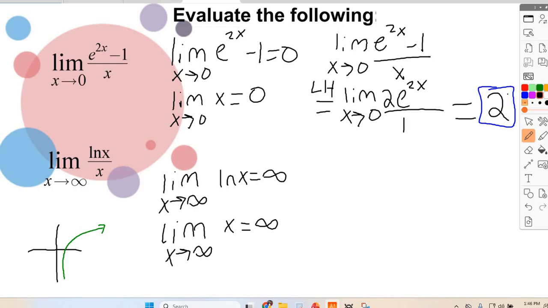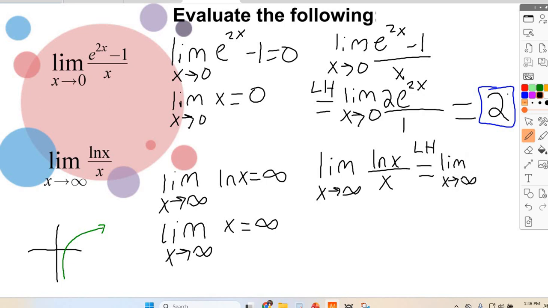So if I have infinity over infinity, what is that? An indeterminate form. So, I have the limit as x goes to infinity of the natural log of x divided by x. I'm going to apply L'Hopital's rule. What is the derivative of the natural log of x? 1 over x. 1 over x. What is the derivative of x? 1. 1. Okay.